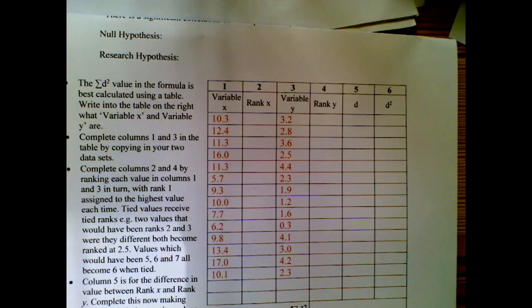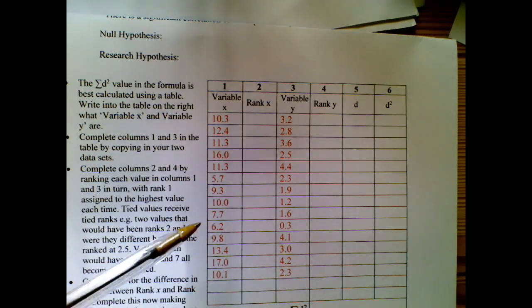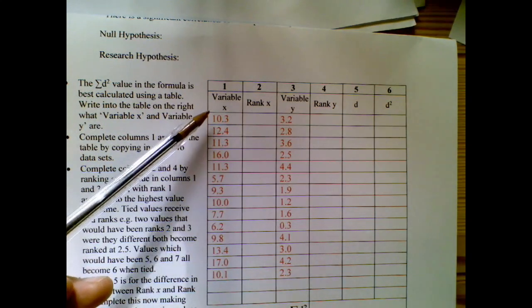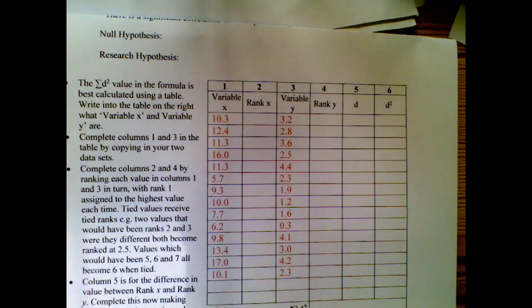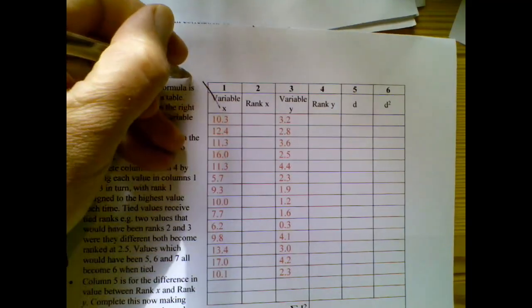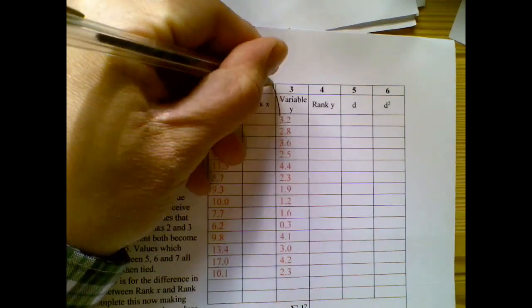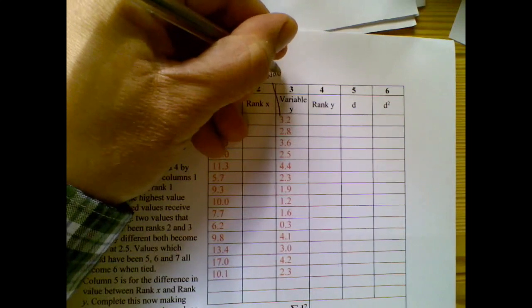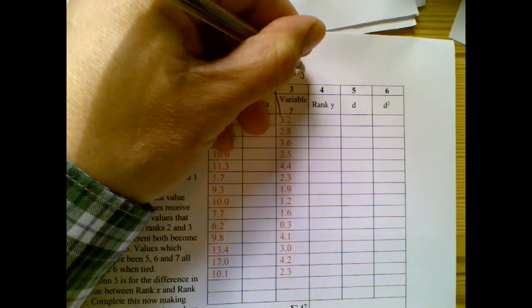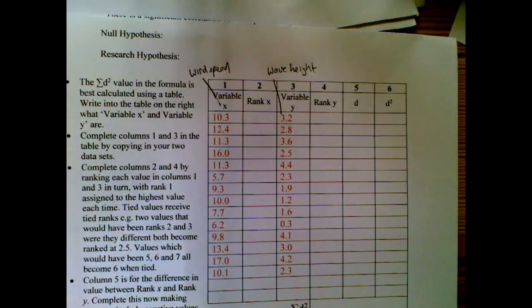Okay, so I'm going to talk about how to do Spearman's rank. We've talked about it in theory. I'm now going to model how to do it in practice. So I've got a set of data here, and I've got my X variable and I've got my Y variable. My X variable is actually wind speed, and my Y variable is actually wave height. So what I want to see is, is there a correlation, is there a relationship between wind speed and wave height?